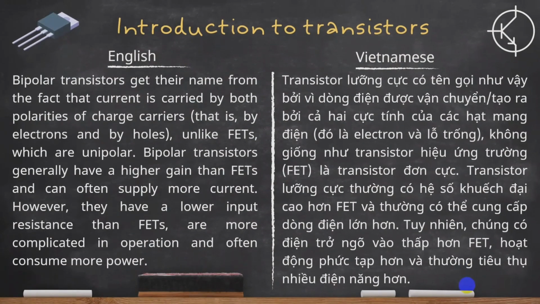Bipolar transistors get their name from the fact that current is carried by both polarities of charge carriers, that is, by electrons and by holes, unlike FETs, which are unipolar. Bipolar transistors generally have a higher gain than FETs and can often supply more current. However, they have a lower input resistance than FETs, are more complicated in operation and often consume more power.